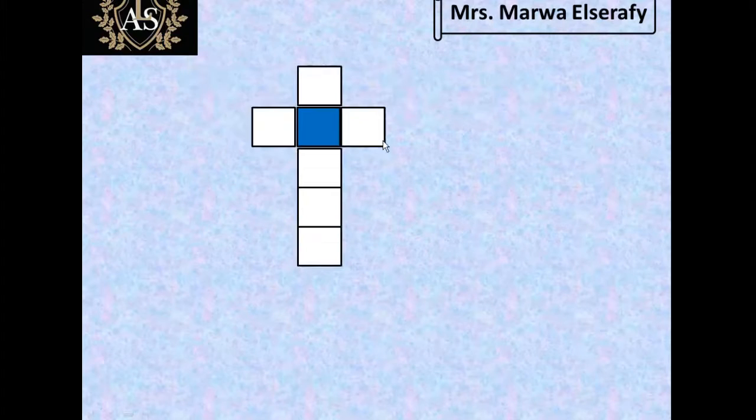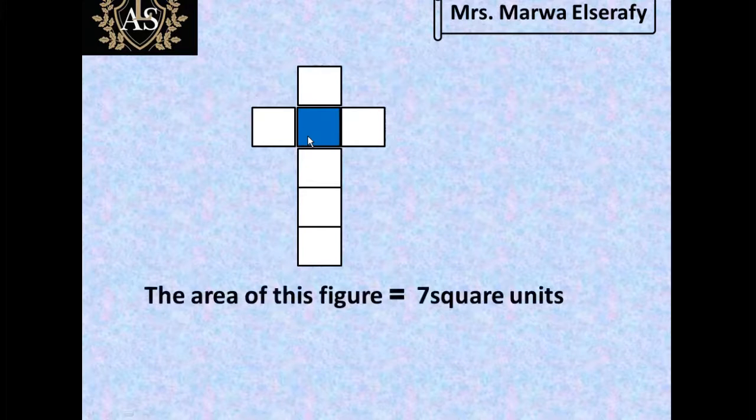If I ask you to get the area of this figure, you tell me that the area is the number of these squares: 1, 2, 3, 4, 5, 6, and 7. So there are 7 squares that cover this figure. So the area of this figure equals 7 square units. Why square units? Area is measured by square units.